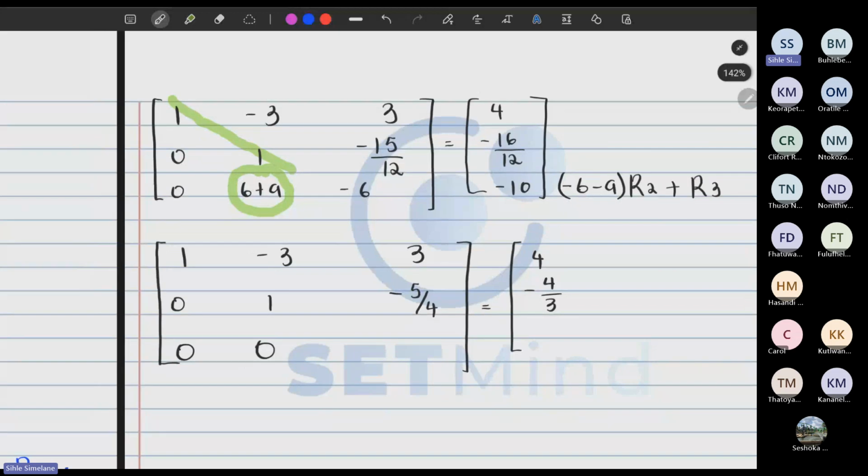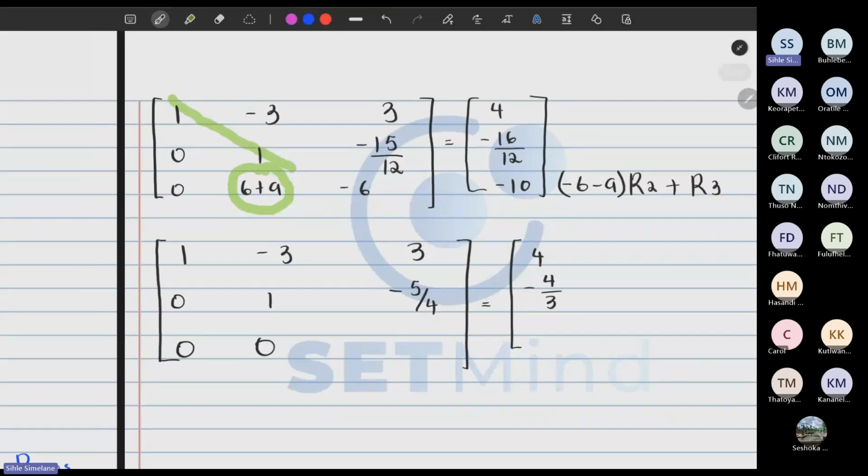And now what we said is we are multiplying our row 2 with our negative 6, negative a. So our 15 there, sorry, this here, it will become a positive 5 over 4. The negative, which comes from the 6 and the a, will multiply with that. So we'll have 6 plus a. And then we are adding what was on row 3, which is minus 6. You agree? We all understand.